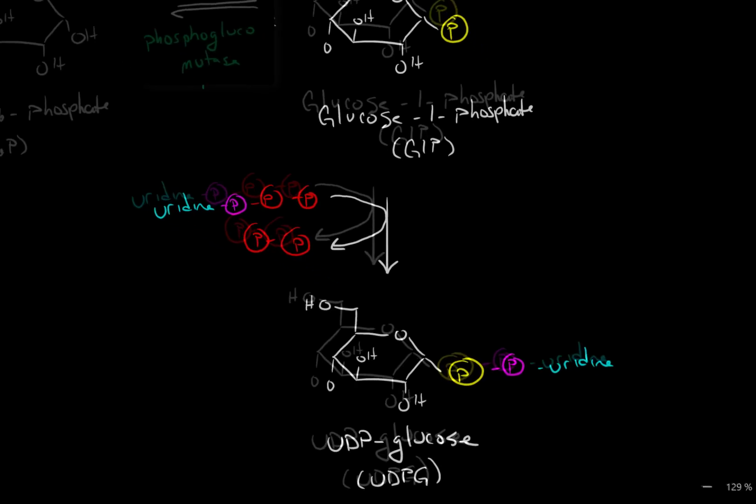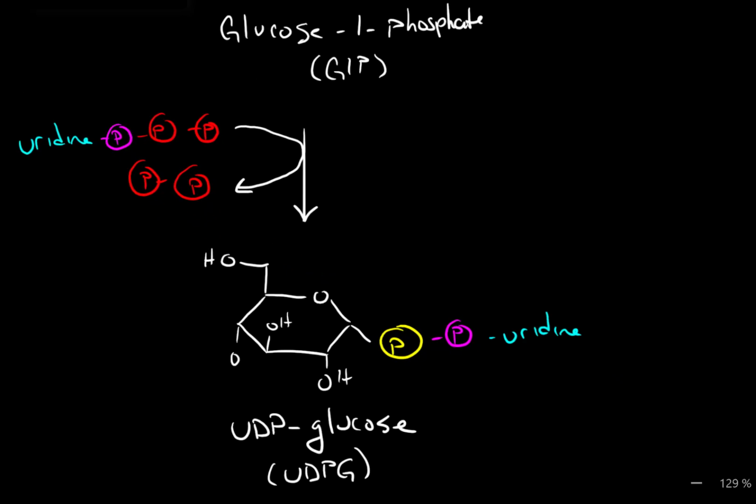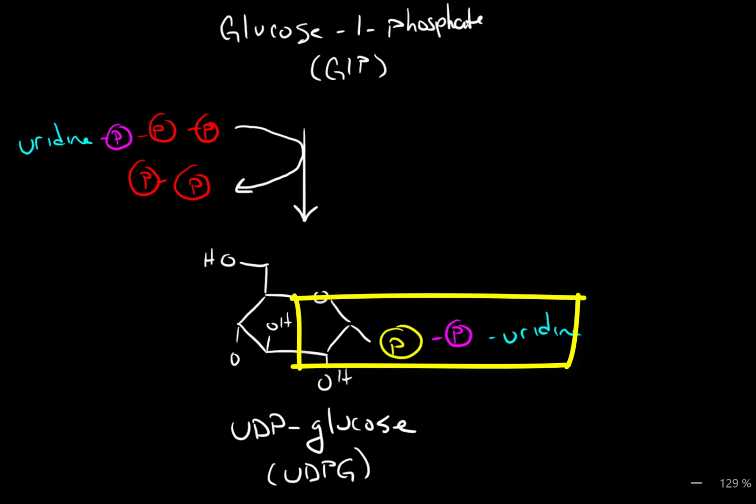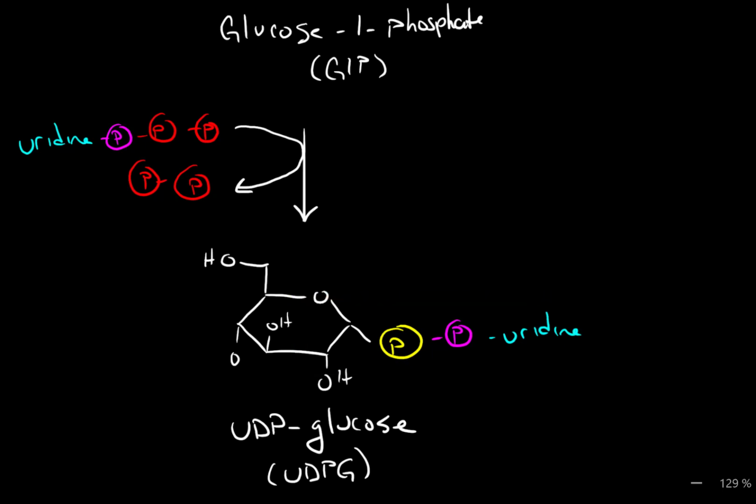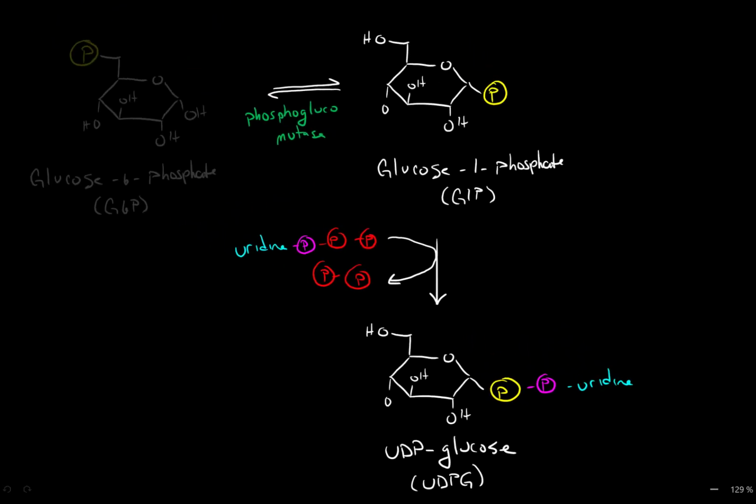In this reaction, we are transferring uridine monophosphate, or UMP, onto our glucose 1-phosphate. And we end up with an intermediate that contains 2 phosphate groups linking together the uridine and the glucose. This molecule is known as UDP glucose.